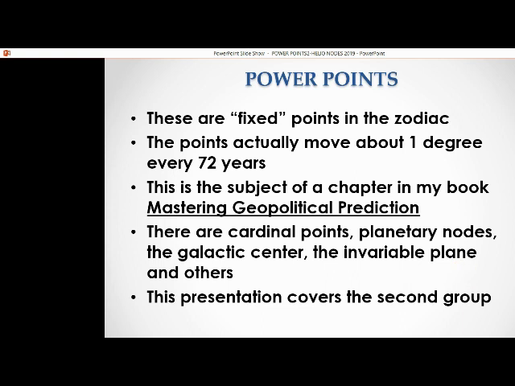The power points are fixed points in the Zodiac, as I said in the last presentation. The points actually move about a degree every 72 years. This is the subject of my book. It's one of the chapters. The power points are the cardinal points, covered last time, the planetary nodes, covered today, the invariable plane, which we'll also cover today. We're not looking at the galactic center today.